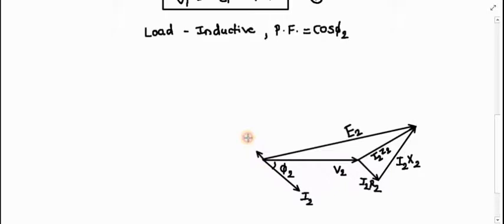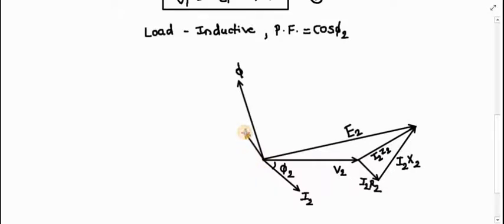So I will show the flux 90 degrees ahead of your E2. So this is nothing but flux phi. Who is producing this flux? I magnetizing. So in primary there are two components of your no load current, IM and core loss component IC, and the vector sum of your core loss component and magnetizing component is nothing but I naught, which is leading to this flux by some angle, right?